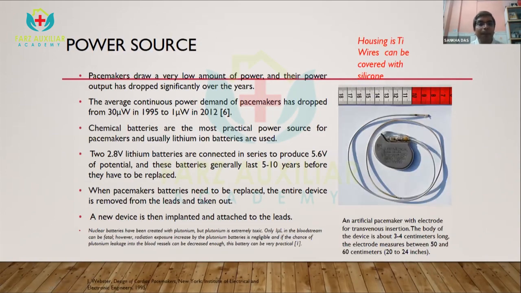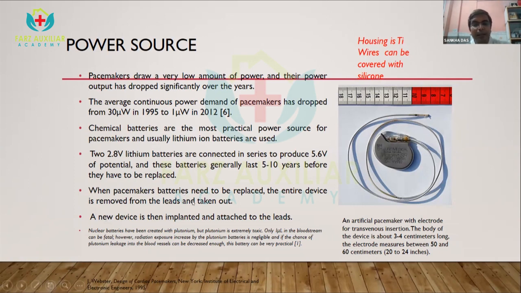Now, what is the pacemaker battery? Pacemaker batteries are mostly chemical batteries, basically lithium-ion batteries. Nowadays, the amount of electricity consumption is much less compared to the older generation of pacemaker batteries, and the lifespan of the modern pulse generator is much longer. There are two 2.8 volt lithium batteries connected in series to produce a 5.6 volt potential. Normally these batteries last an average of 5 to 10 years, but the modern pacemaker batteries can last up to 15 years. Remember, these are lithium-ion batteries.